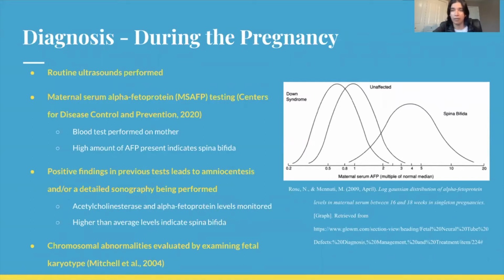They will take a sample of the amniotic fluid and test for the acetylcholine esterase and alpha-fetoprotein levels. If they're higher than average, that indicates spina bifida. There is also chromosomal abnormalities that are evaluated by examining fetal karyotype.